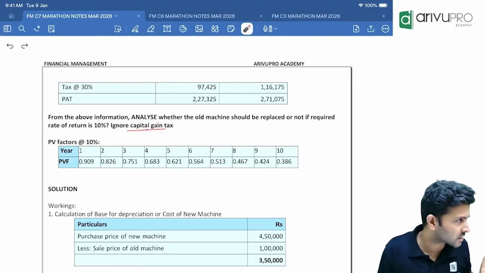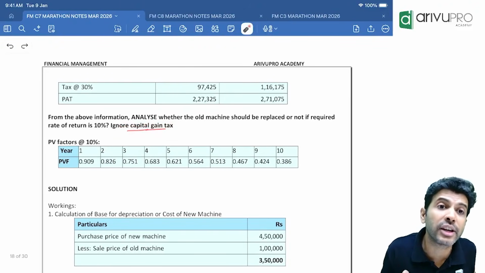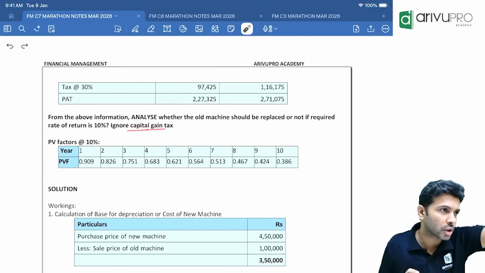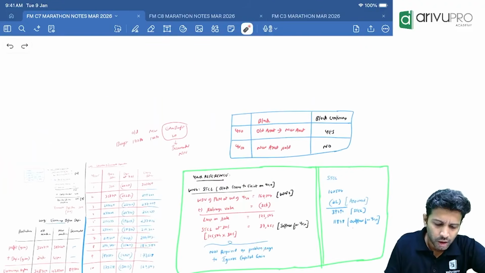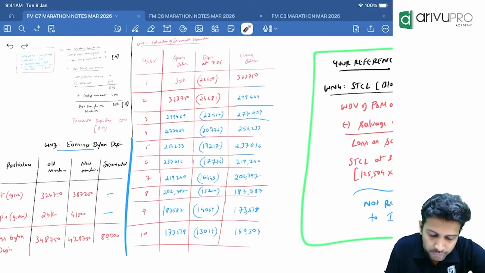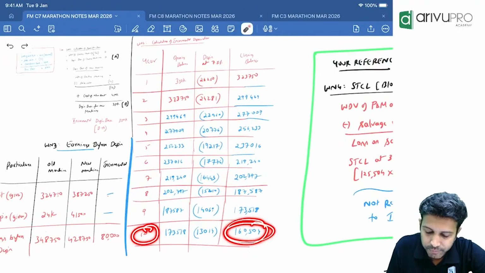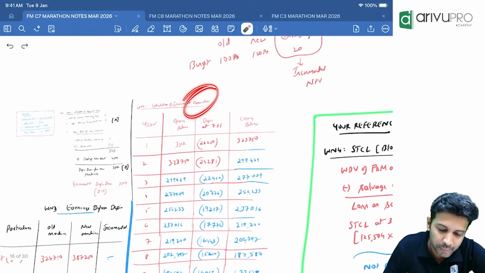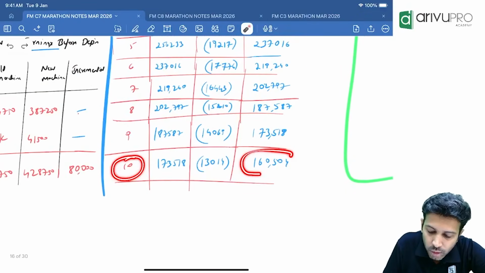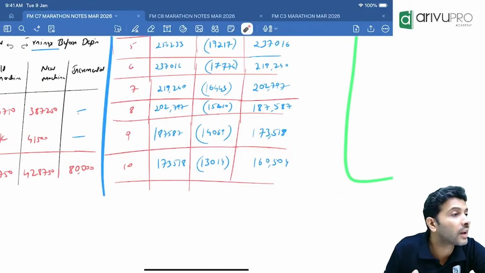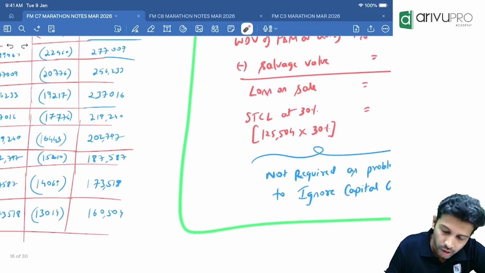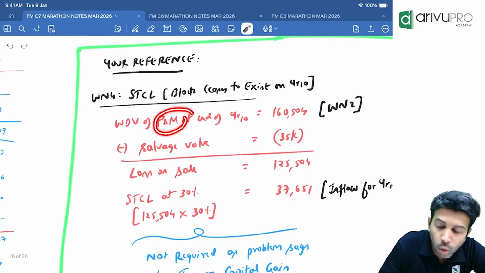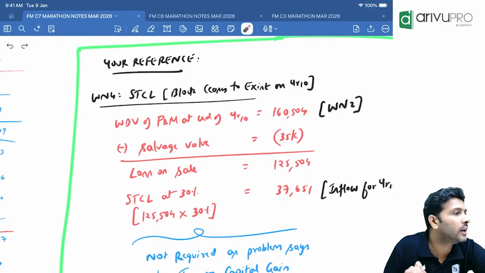Sometimes they will not mention this word, which means you need to calculate short-term capital gain or short-term capital loss. How to calculate? Very simple. After the 10th year, what is the book value of the asset? You already calculated it; check your incremental depreciation working note. At the end of the 10th year, the book value is 1,60,504. So the WDV of the new plant and machinery at the end of the 10th year is 160,504.